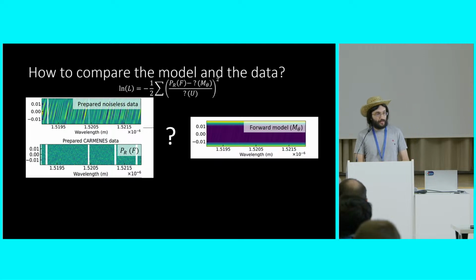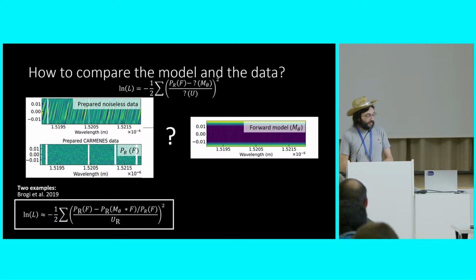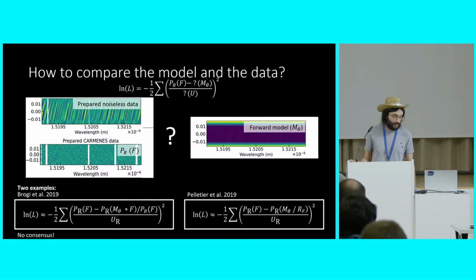If you look at the literature, the answer is not extremely clear. Here I will show you two examples. This one is from Brogi et al. 2019, and you can see how the equation looks, with the forward model in it. Here is another example from Pelletier et al. 2019, and you can see that the equation is slightly different. So there is no consensus in the literature.